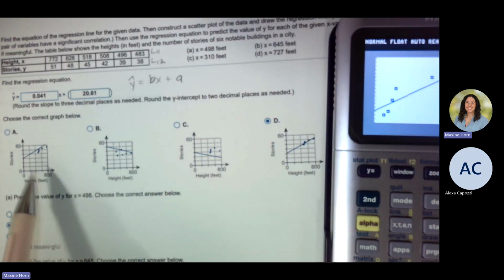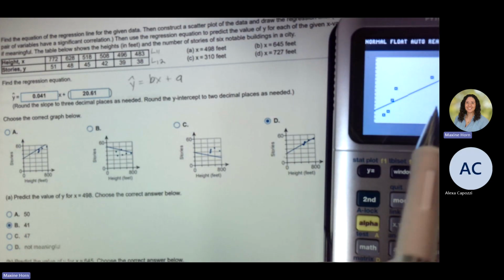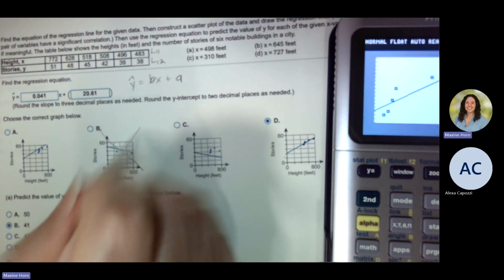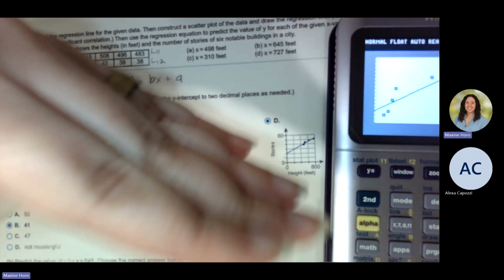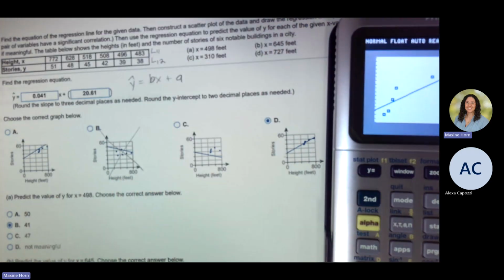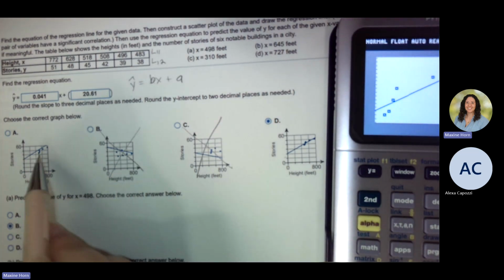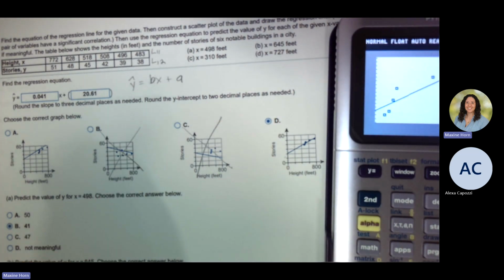We have to select which of these graphs is on the calculator. Well, we can tell right off the bat that this is going in the wrong direction. This has a positive slope. That one had a negative slope. We don't have a negative slope. It's not B, it's not C. So now we're looking at A and D, okay?